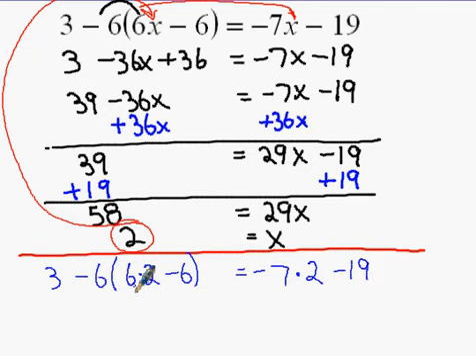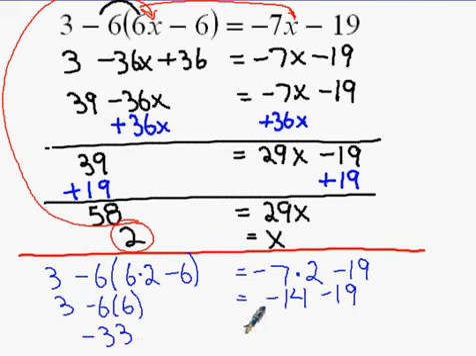This is 12. And 12 minus 6 is 6. So now this is 3 minus 6 times 6 equals negative 14 minus 19. Okay. 6 times 6 is 36, and 3 minus 36 is negative 33. We're in luck because negative 14 minus 19 is also negative 33. So we're not really in luck. We just did it right. Congratulations.